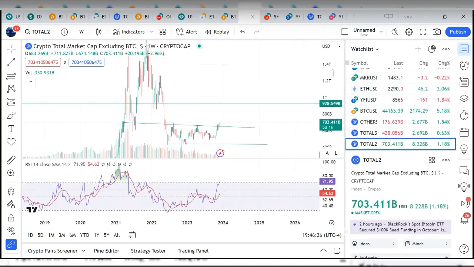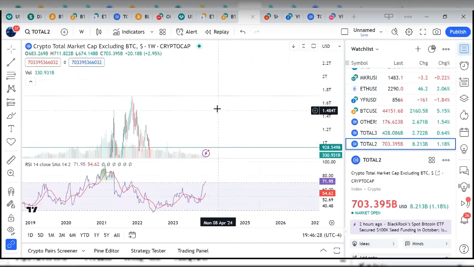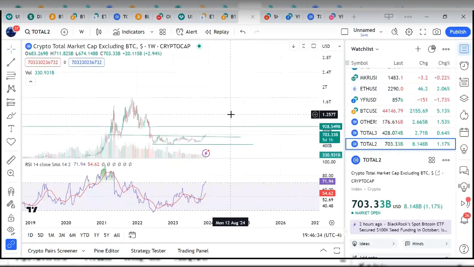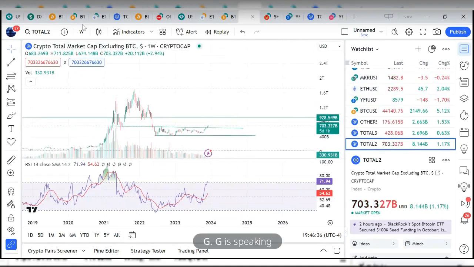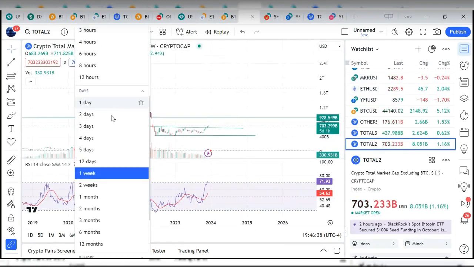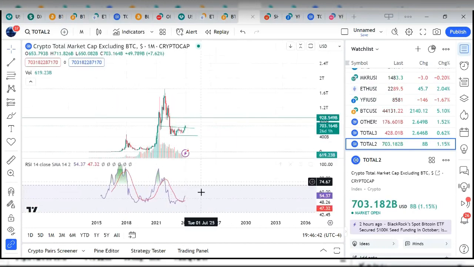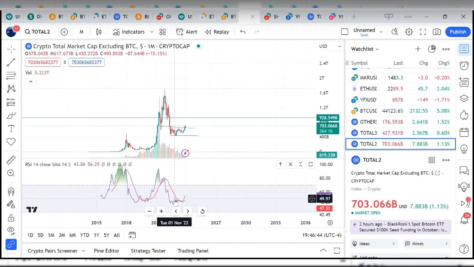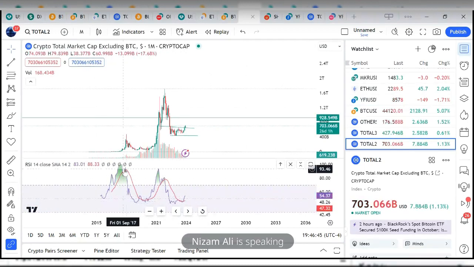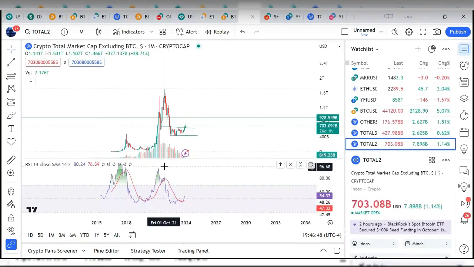And this could go back right up to the all-time high, which was around 1.64 trillion and beyond, because every day there is new money coming into the market. And if I move it on to the monthly time frame, you'll see the RSI is still at the bottom. So the RSI is at the bottom.